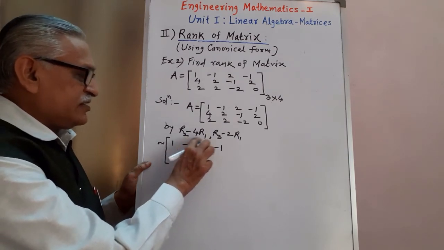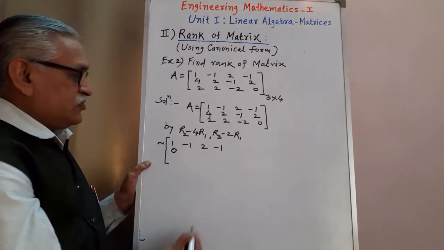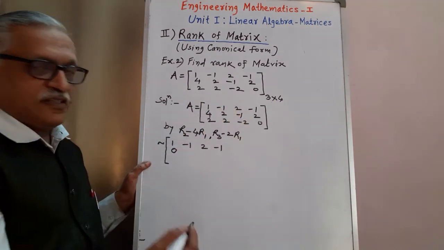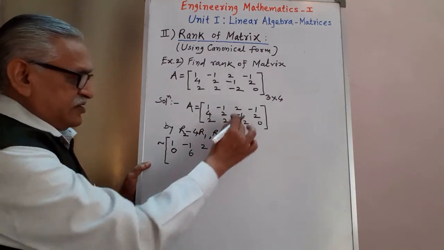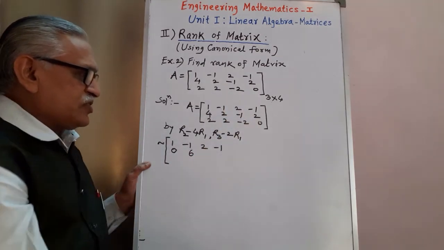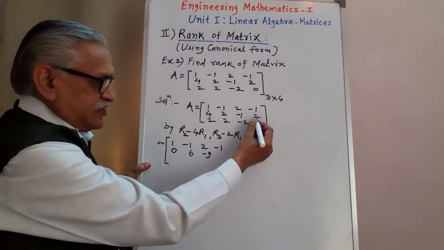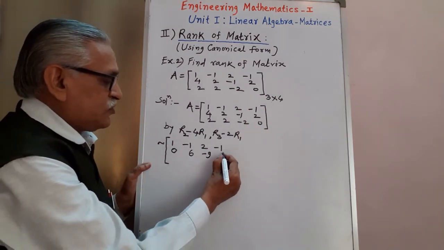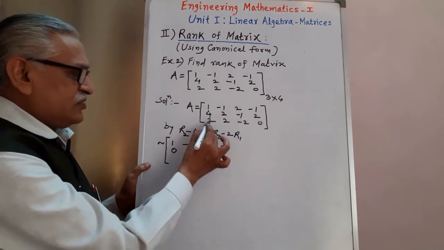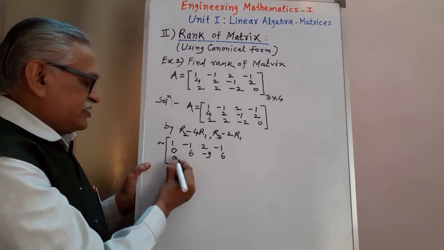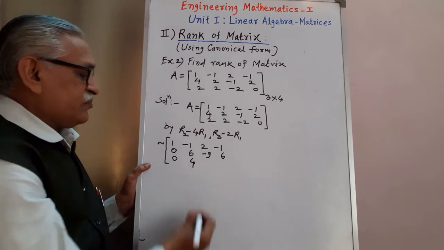Finding the changes in second and third rows: 4 minus 4 times 1, 4 minus 4 we get 0. 2 minus minus, minus minus becomes plus, therefore 2 plus 4 we get 6. Minus 1 minus 4 times 2, minus 1 minus 8 we get minus 9. Then 2 plus 4 we get 6. Next, applying R3 minus 2 R1: 2 minus 2 times 1, 2 minus 2 we get 0. 2 plus 2 we get 4.